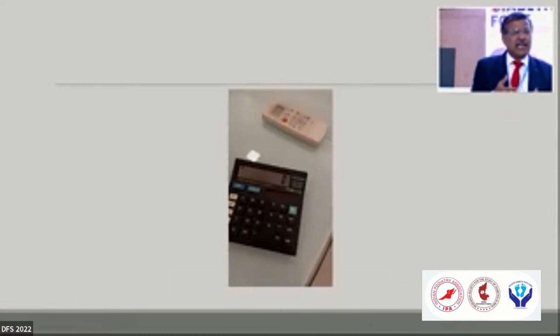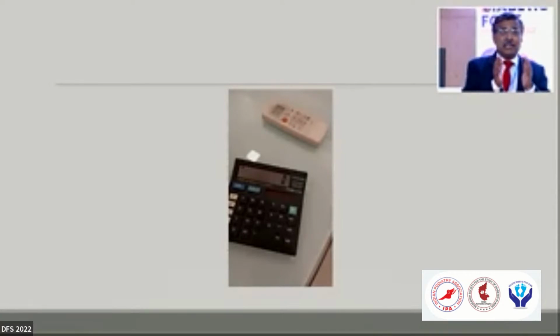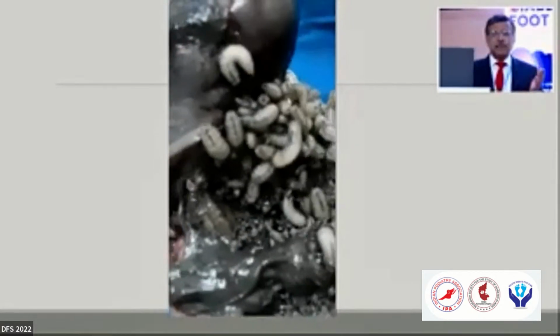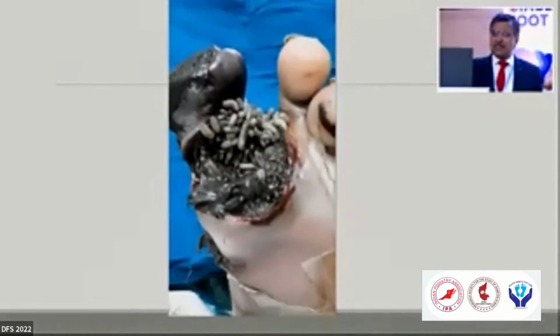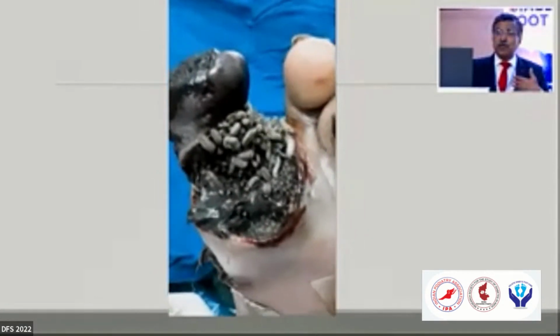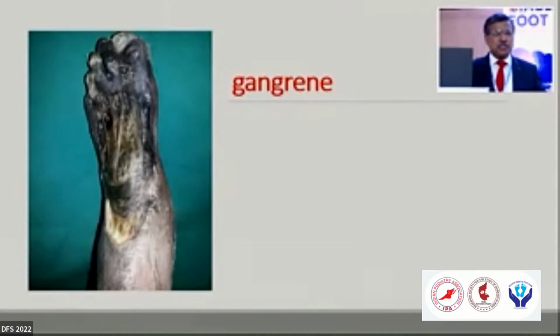Then we started searching for our own data. There is no registry which can tell us the economic implications of diabetic foot in our country. So what did we do? I had this patient. This is a wound full of maggots. What do you think could be the reason that this patient did not come to me or any other center in Mumbai for treatment? This has not happened overnight.